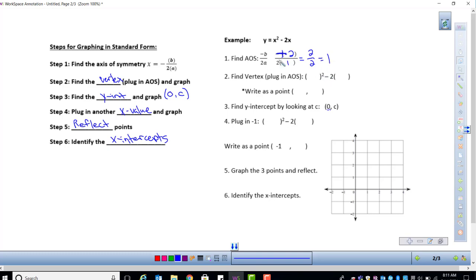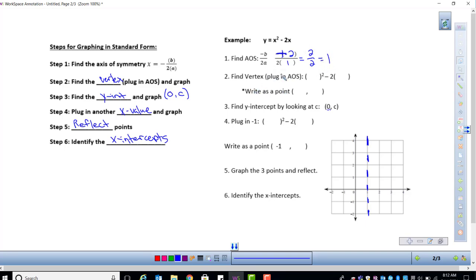One thing I like to do after I find the axis of symmetry is, on my graph, draw in this dashed line for the axis of symmetry. This is where the middle of our graph should be. So I should have a U shape with half on this side, half on this side. It's going to be opening up because it's a positive. If it had a negative in front, then it would be opening down.